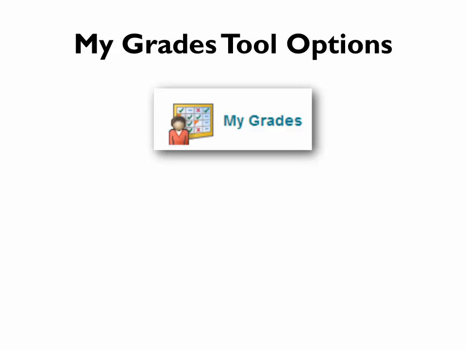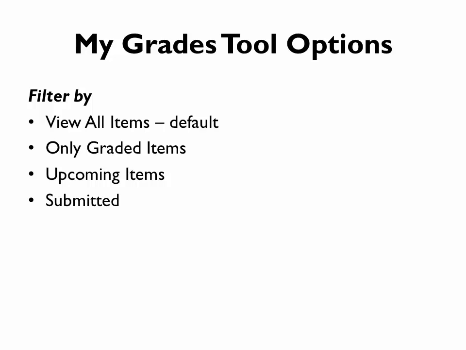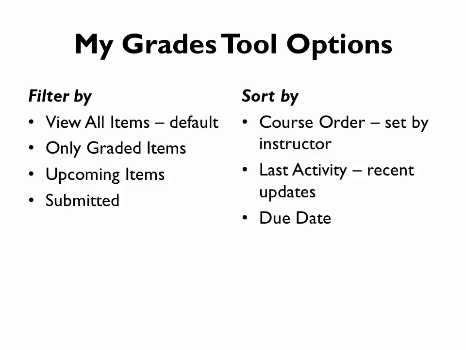In previous versions, student grades were displayed according to the organization set by the instructor. Now students can customize their own view in My Grades using the following filters: All, which is the default, Graded, Upcoming, or Submitted. They can also sort the items in any category in the following order: by course order, which is according to the instructor's column order in the Grade Center, last activity, or due date.